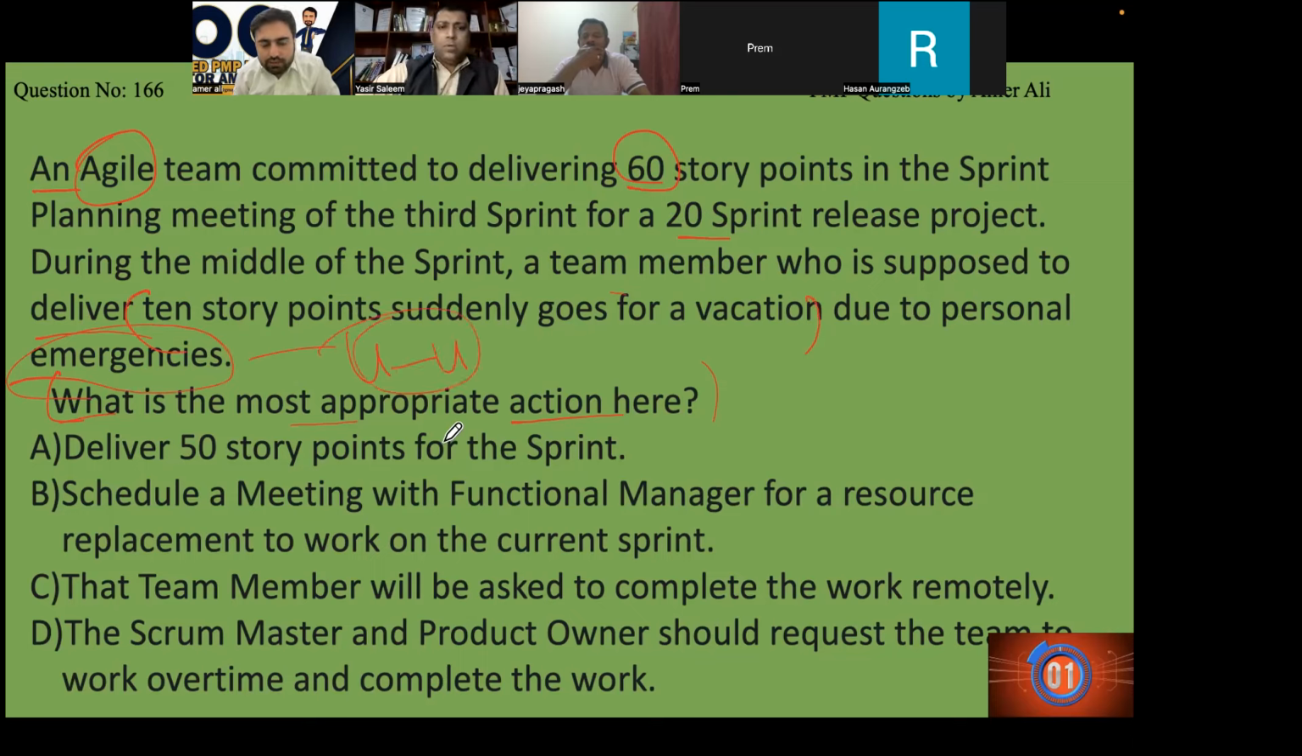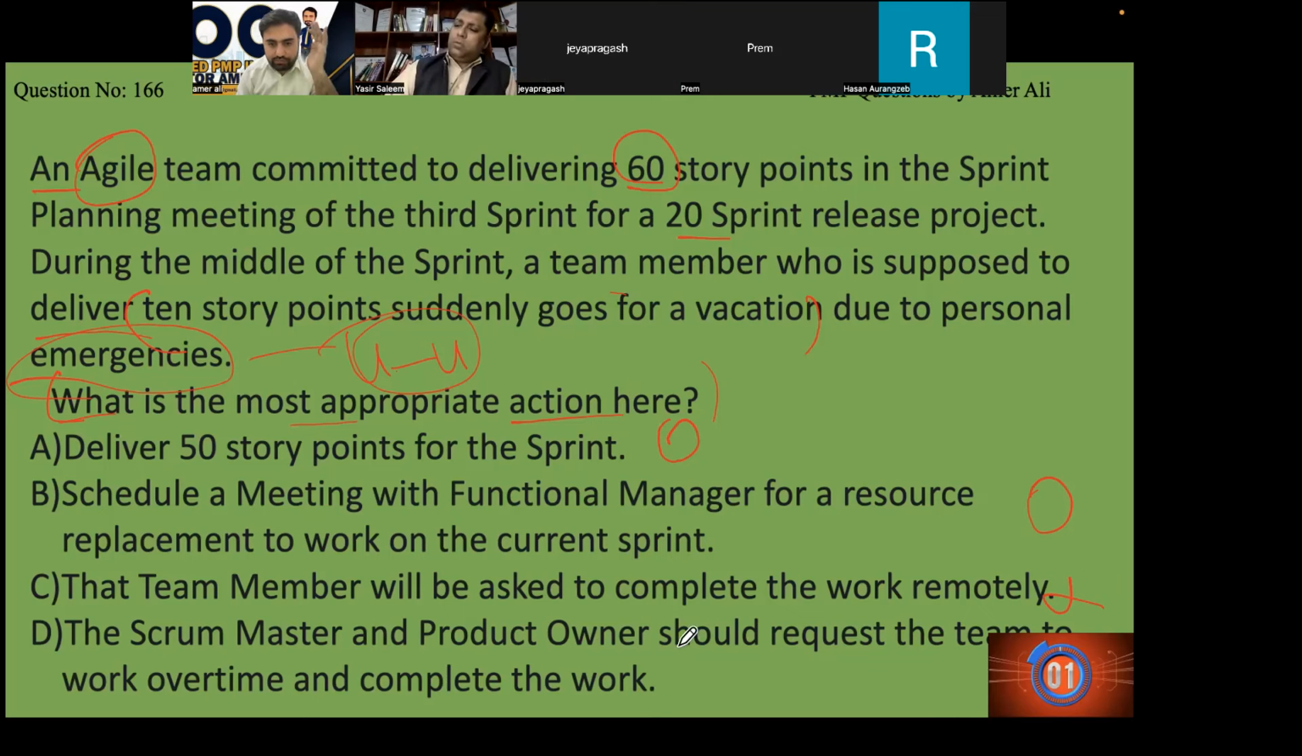Deliver 50 story points for the sprint. Yeah, it can be. It's a valid action. It's not a bad action, but let's see. Schedule a meeting with the functional manager for a resource replacement. A very good answer. And let's see, the elimination technique demands other things. The team member will be asked to complete the work remotely. It's an emergency, maybe someone died or whatever. The Scrum Master could request the team to work overtime. Never work overtime. This is kind of a parameter of PMP.